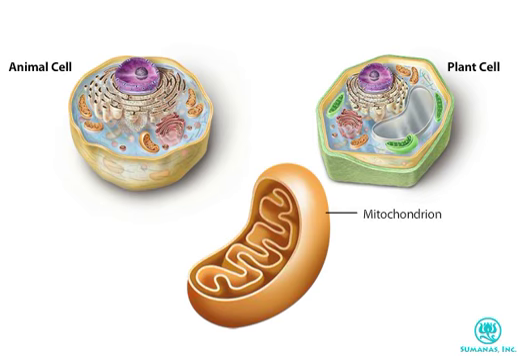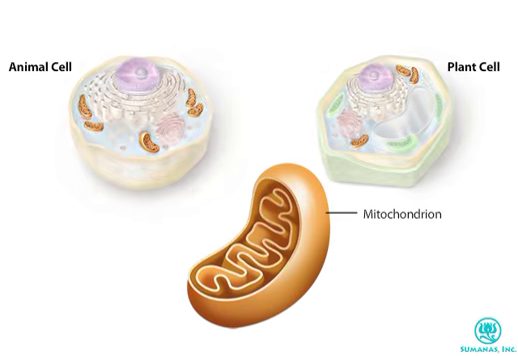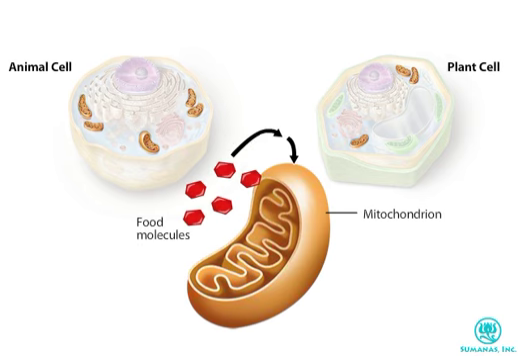Mitochondria are found in almost all eukaryotes, including plants and animals. Mitochondria are the cell's power plants. They carry out critical steps in the extraction of energy from food, converting it into a more usable form of energy.